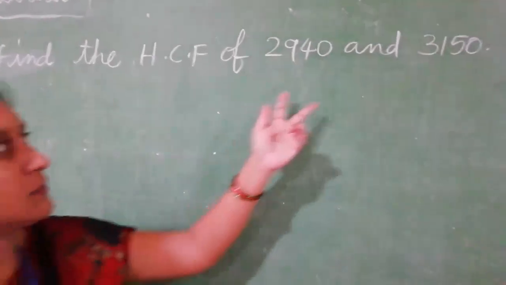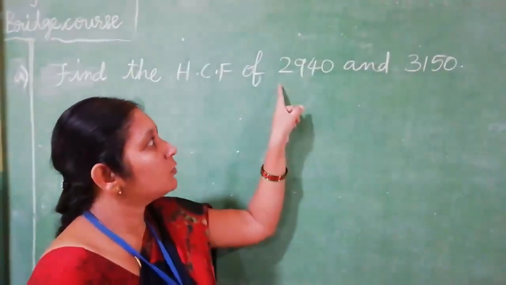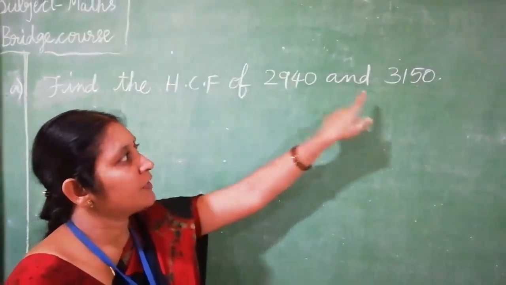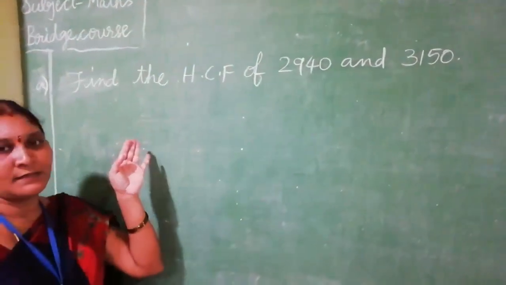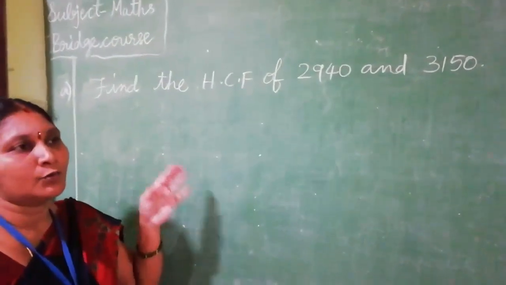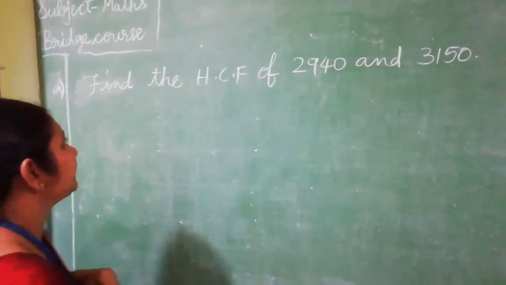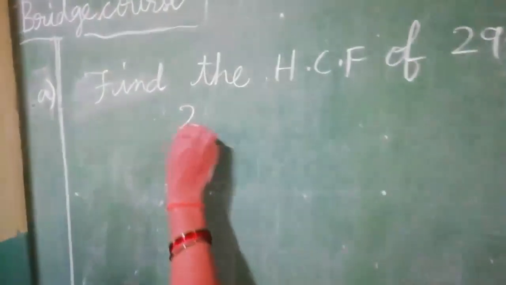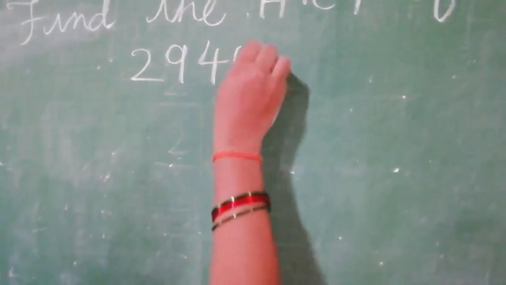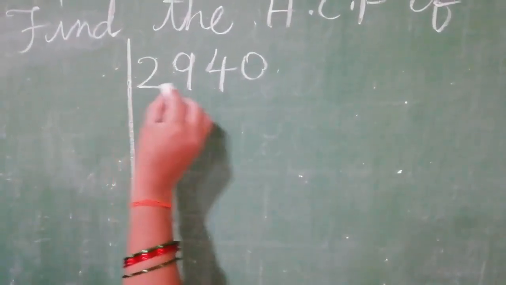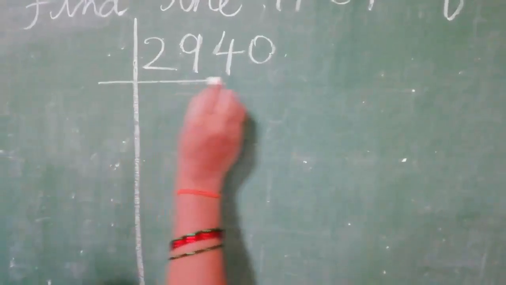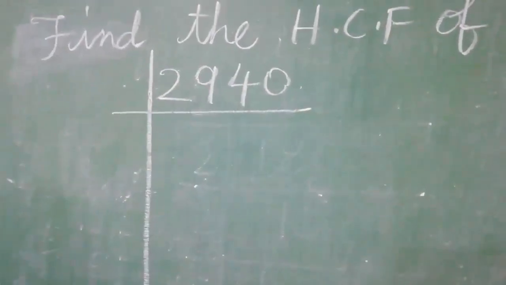Here two numbers are given, and those are big numbers: 2940 and 3150. Now we write the numbers individually and do the prime factorization individually. First, we do the prime factorization of 2940. First we take the smallest prime number.